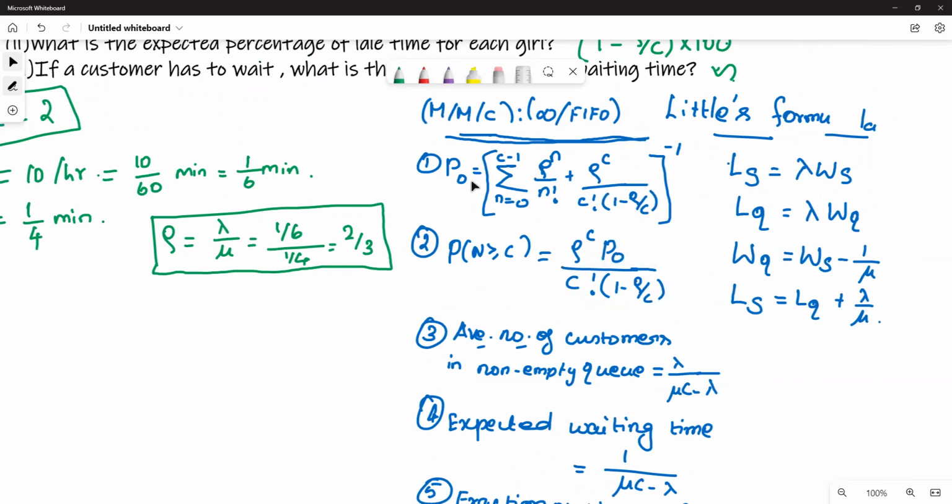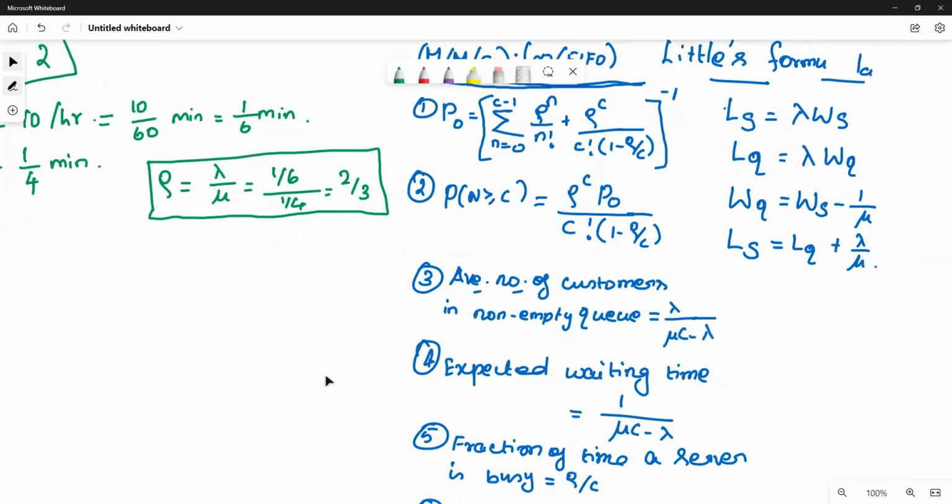What is P naught? P naught is the summation n is equal to 0 to C minus 1, (rho^n)/n! plus (rho^C)/(C! (1 minus rho by C)), the whole inverse. So these are all the formulas we should memorize for the multi-server infinite capacity model.